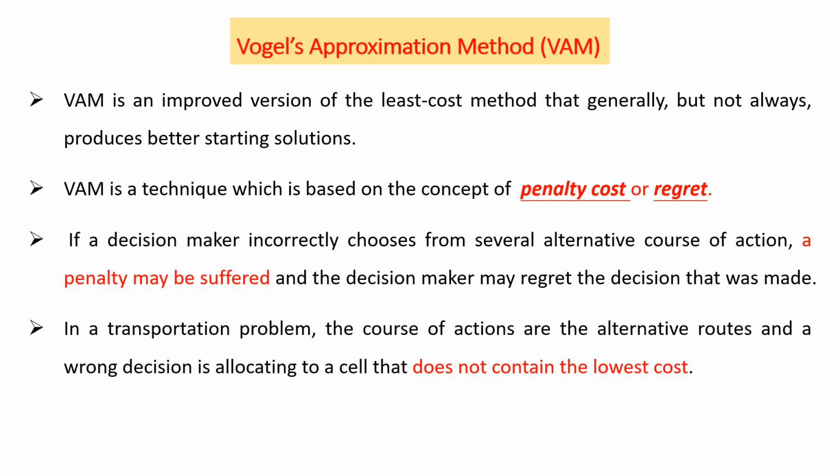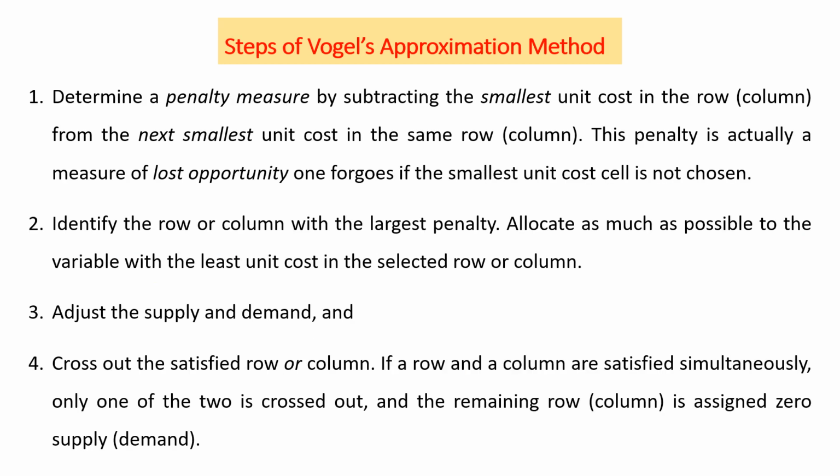So if a manager incorrectly makes a decision to transport with higher cost, there is a regret or there is a penalty. So Vogel's approximation method uses the concept of this penalty or opportunity cost. Let's move to the steps of Vogel's approximation method.